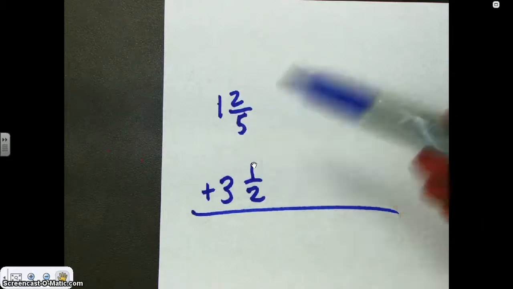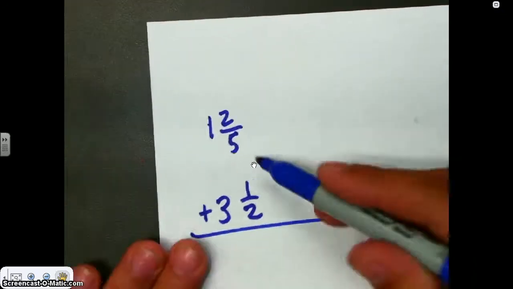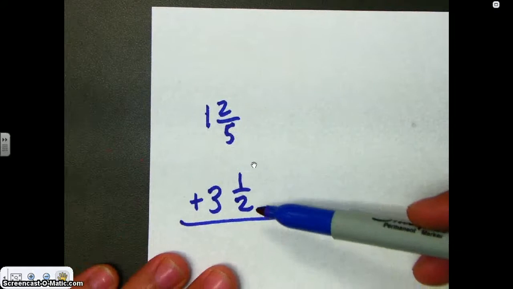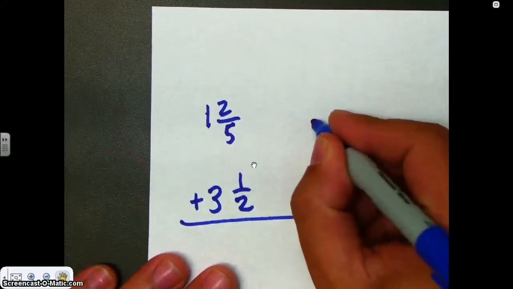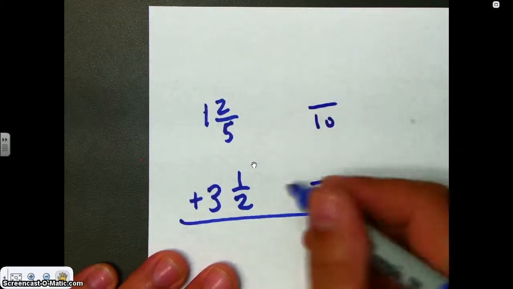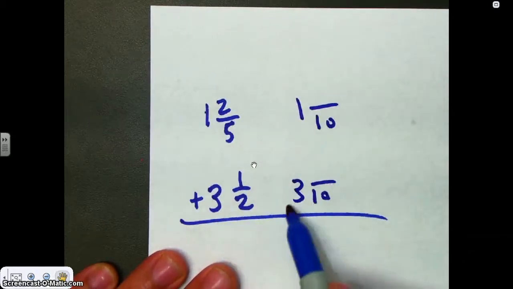So to add them, we need to be like this problem and have the same denominator. To do that, we need to find the least common multiple of 5 and 2. Or basically, what's the smallest thing 5 and 2 both go into? Well, that would be 10. So I'm going to come over here and write a 10. And now an easy part is to go ahead and get our whole numbers so we don't forget them. We have a 3 here and a 1 up there.